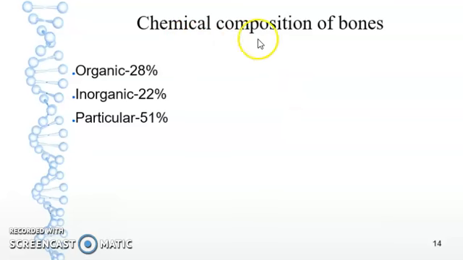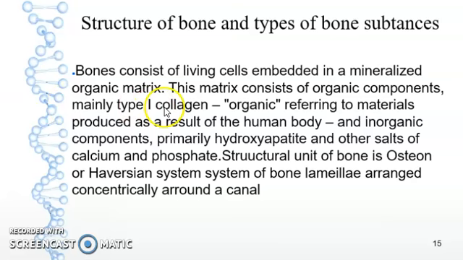So the chemical composition of the bones, the chemicals which are inside the bones. First of all, the organic part is about 28%. Inorganic is about 22%, and the water part is 51% in the bones. So, structure of bone and types of bone substances. Bone consists of living cells embedded in a mineralized organic matrix. This matrix consists of organic compounds, the main one being type 1 collagen, and the second one is inorganic. The inorganic components are hydroxyapatite and others, such as calcium phosphate.